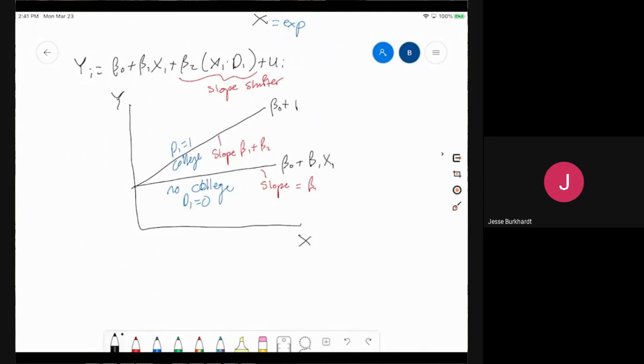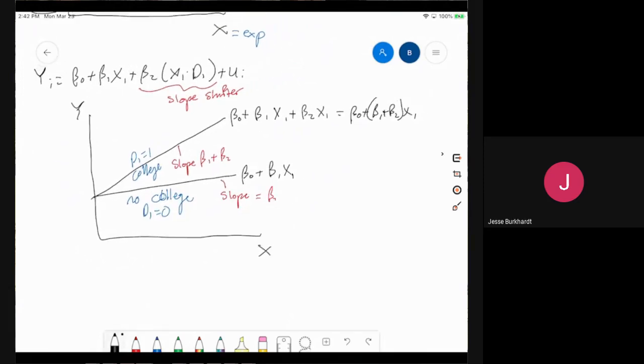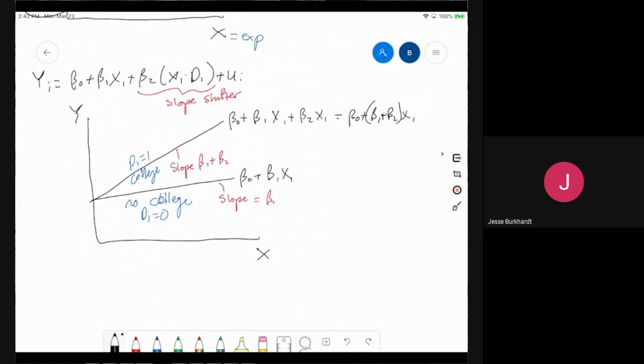All right, now what's the equation for this line? So if we set D1 equal to 1, we still have a beta 2x1 in here. And so we can simplify that a little. Hopefully you can see that. All right, what is our intercept? Our intercept is always now just beta 0.